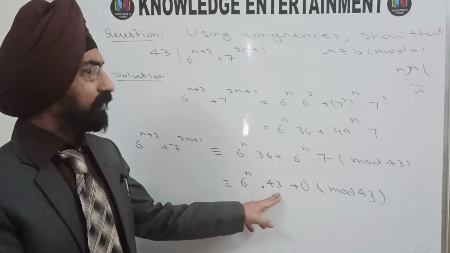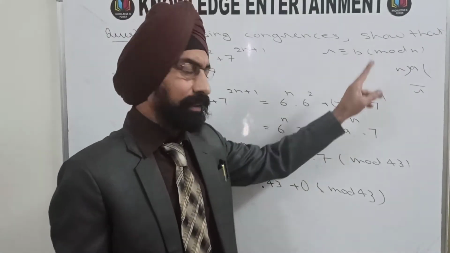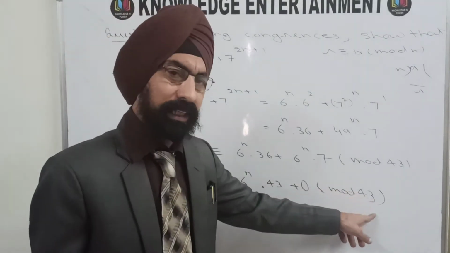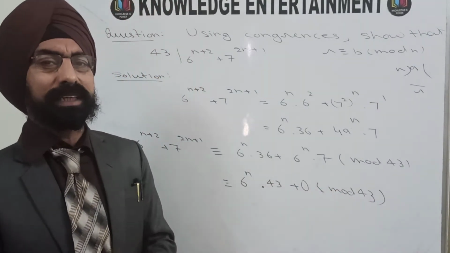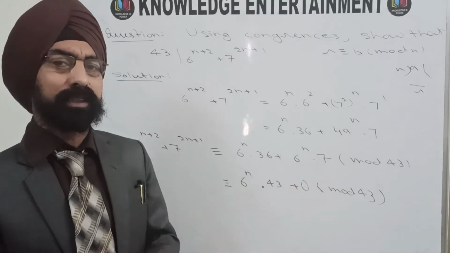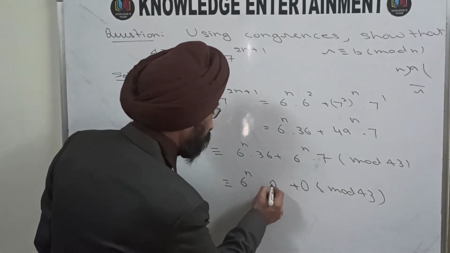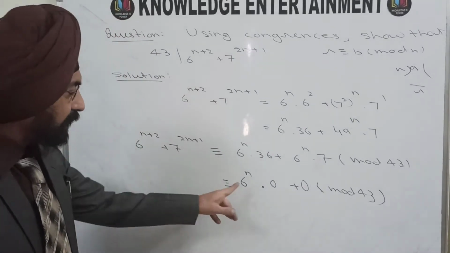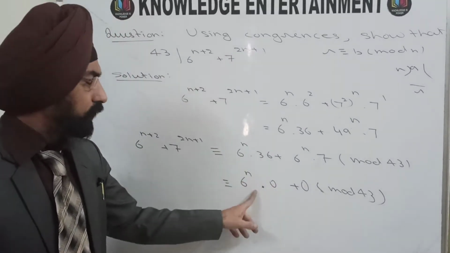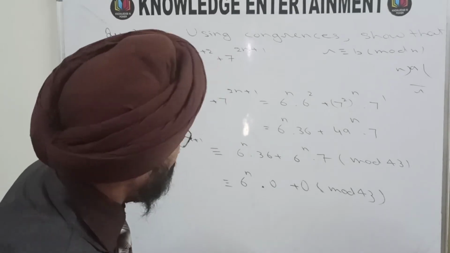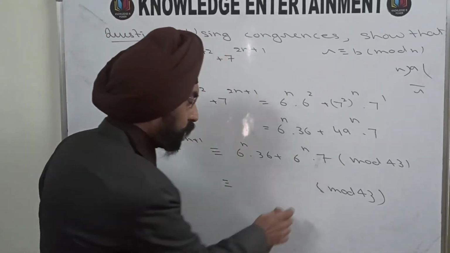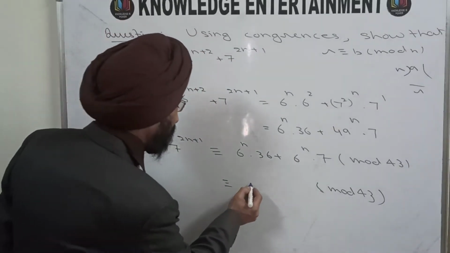In a congruence relation, once again, repeat the same property. Divide this 43 by 43 and what will be the remainder? Obviously it will be 0 because 43 is completely divisible by 43. So this 43 can be replaced by 0. And 6 power n into 0 is 0. 0 plus 0 is 0. So you are going to get a 0 here. So the right hand side is 0.